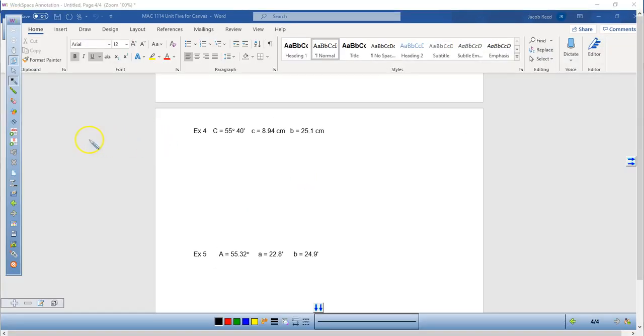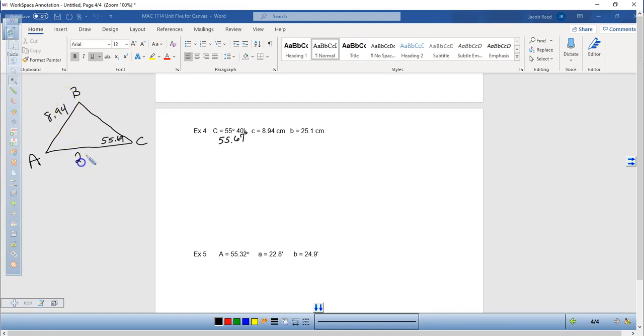Okay, example 4, drawing my triangle. Now, as I said at the beginning of the video, I highly recommend you draw triangles. Even if there's an ambiguous case, that means you'd have 2 triangles to draw. Okay, so make sure that you look at that. So go ahead and convert this as 55.67 degrees. So right here, 55.67. Across from it, 8.94. And across from B, 25.1 centimeters.